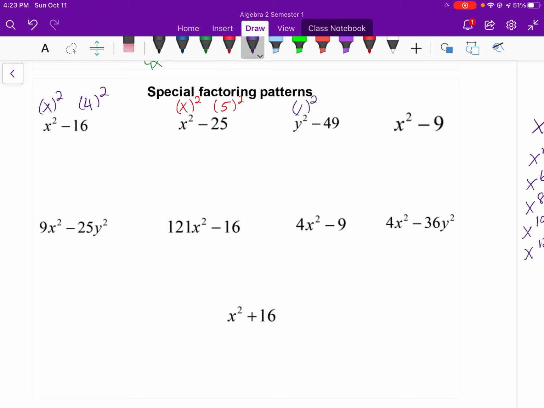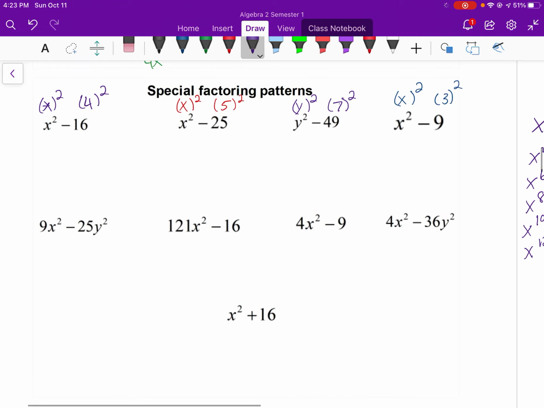If we go to the next one, what am I squaring? y. What am I squaring to get 49? 7 squared is 49. Next one. Okay, x squared. 3 squared is 9. So let's go through and let's finish those top ones. So now I'm looking at these specific things. What did I square to get that?